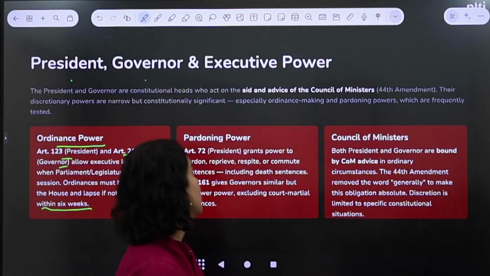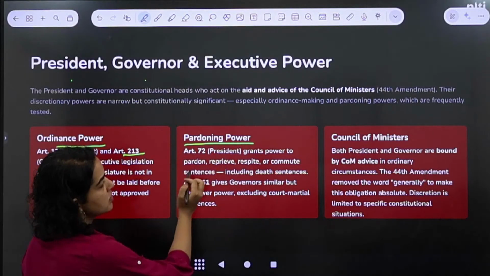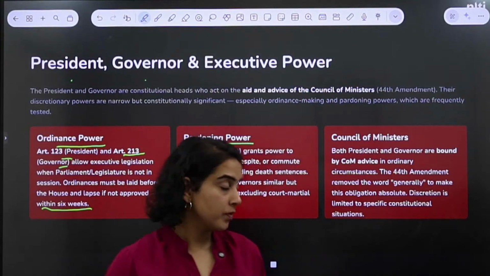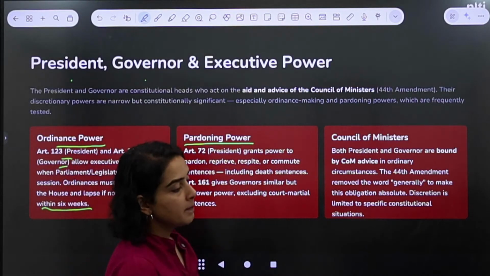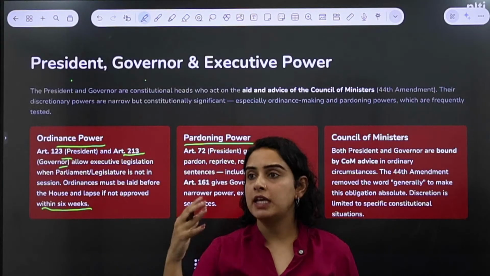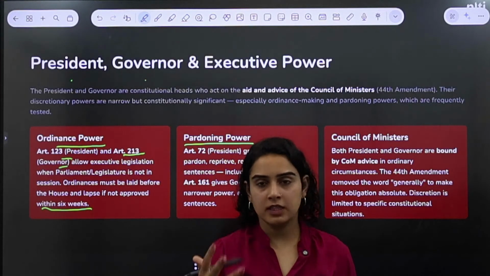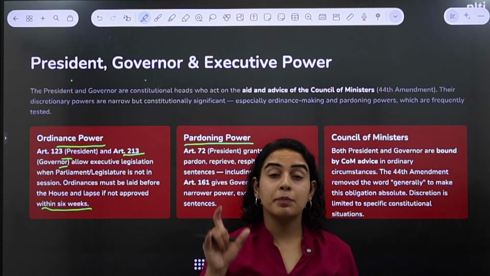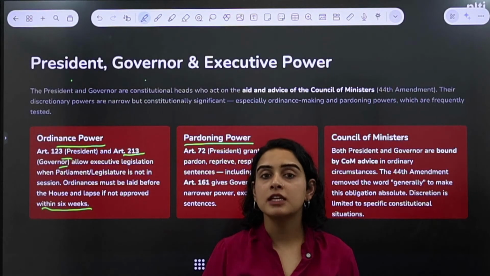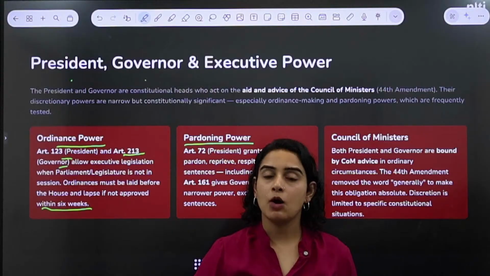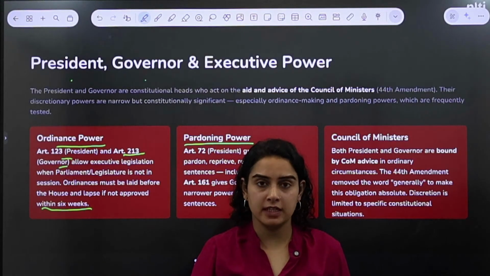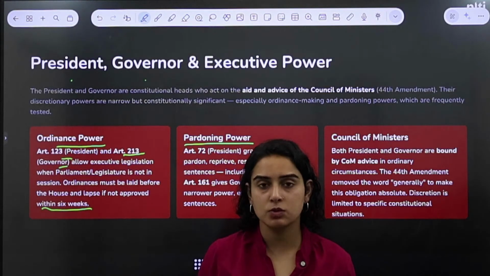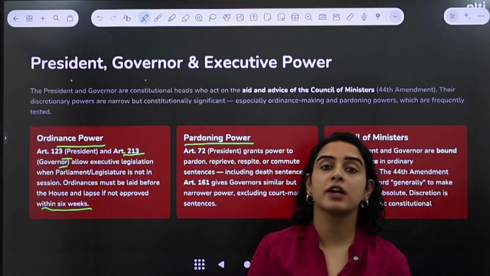Okay. Then we have pardoning power, which is there with the President of India under Article 72, which says that, now let's say death penalty has been given to any criminal, right? High Court gave death penalty, Supreme Court also gave them a death penalty. Now, the President has the power to actually pardon that or maybe change that death penalty into life sentence, or maybe just waive off the entire death penalty, waive off the entire punishment also. Pardoning here means to forgive, right?